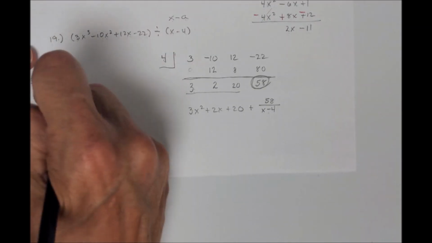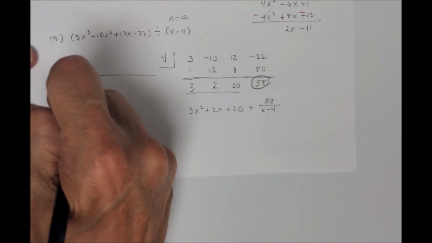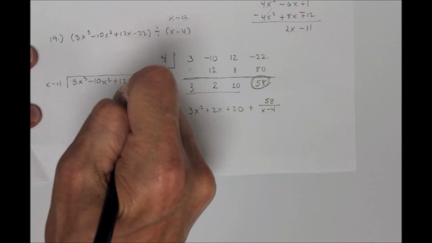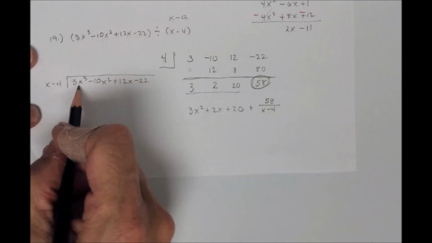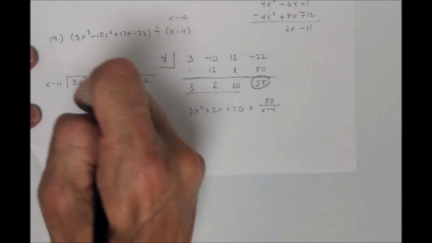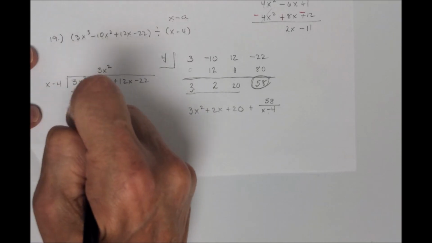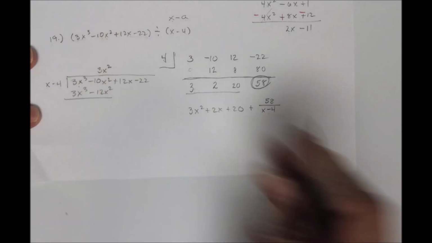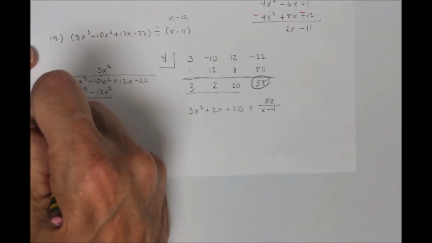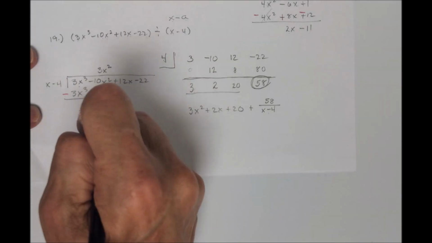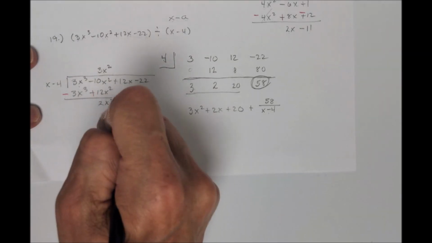Now, if you don't believe me, you could take x minus 4, put it on the outside, put the whole long fraction process here, and do long division and see if you don't get that same answer. What times x gives me 3x to the third? Well, that would be 3x squared. Then I multiply. Then I change the signs and I add straight down. And I have a positive 2x squared. And I bring down the plus 12x. And then I start all over again.